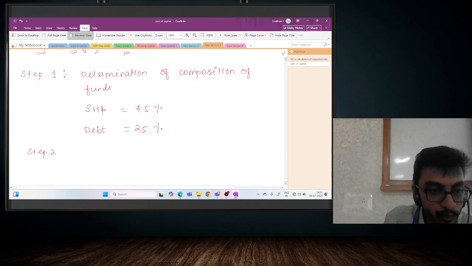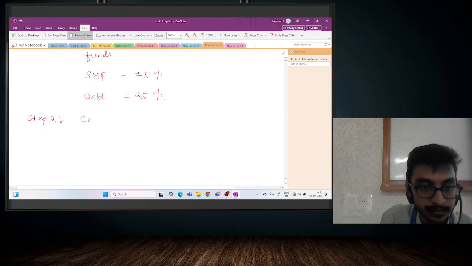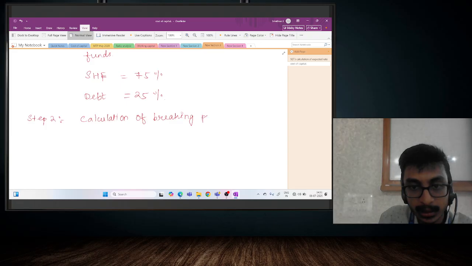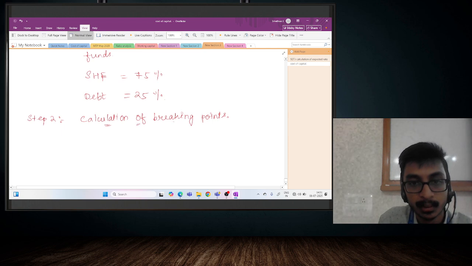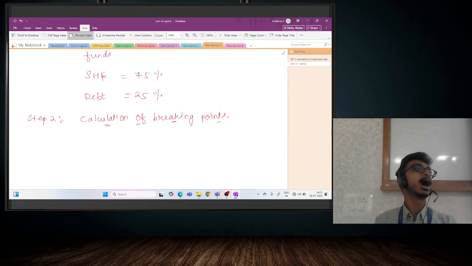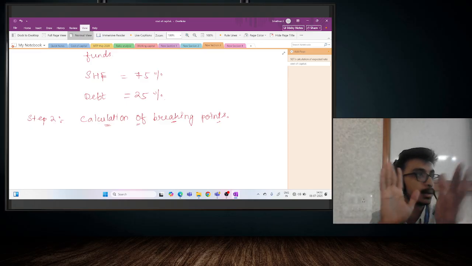Now step 2. What is the second step? Second step is to calculate breaking points. Second step, calculation of breaking points. Listen, first we will just discuss how to calculate breaking points. How to interpret the breaking point, we will discuss it after the calculation. Right? What is breaking point? How to interpret it? We will discuss it after the calculation. First, let's focus on how to calculate the breaking points.